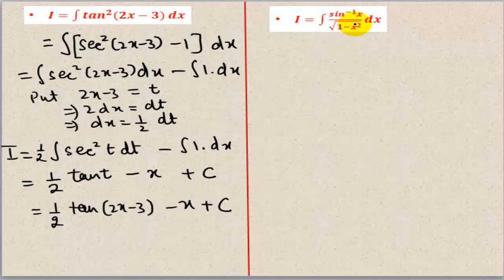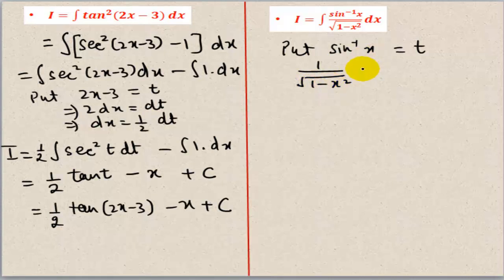The next one is very clear. You can easily make out which part is derivative of other. You can see if sine inverse x is replaced by t, its derivative, what is derivative of sine inverse x? It is 1 over square root of 1 minus x square, and that of x will be dx and of t will be dt.